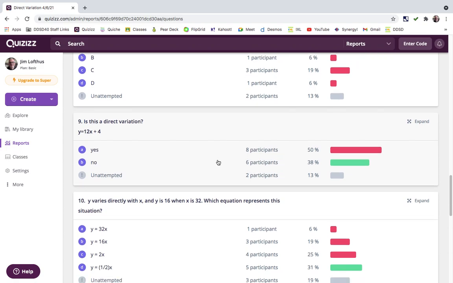And is this direct variation? The reason it's no is because it has a plus 4. If it was y equals 12x, then it would be direct variation.